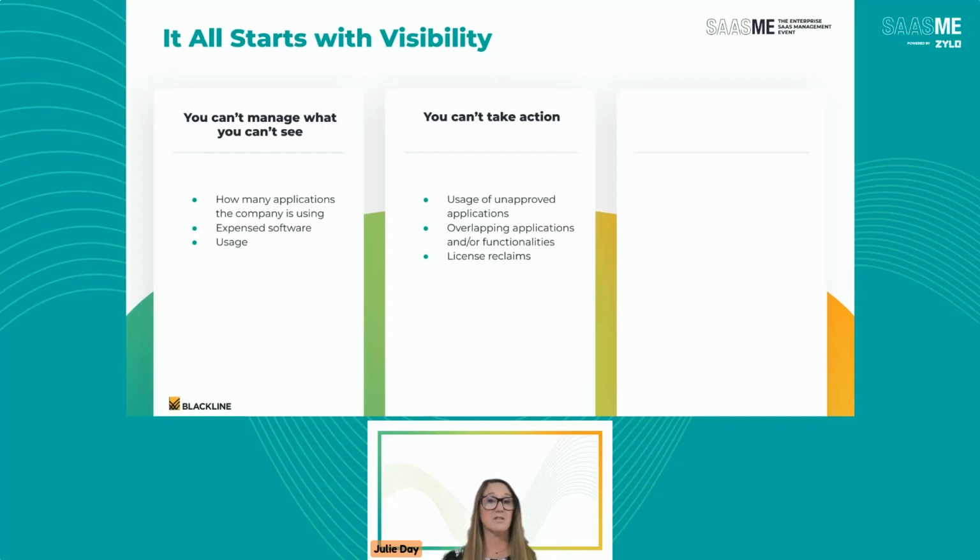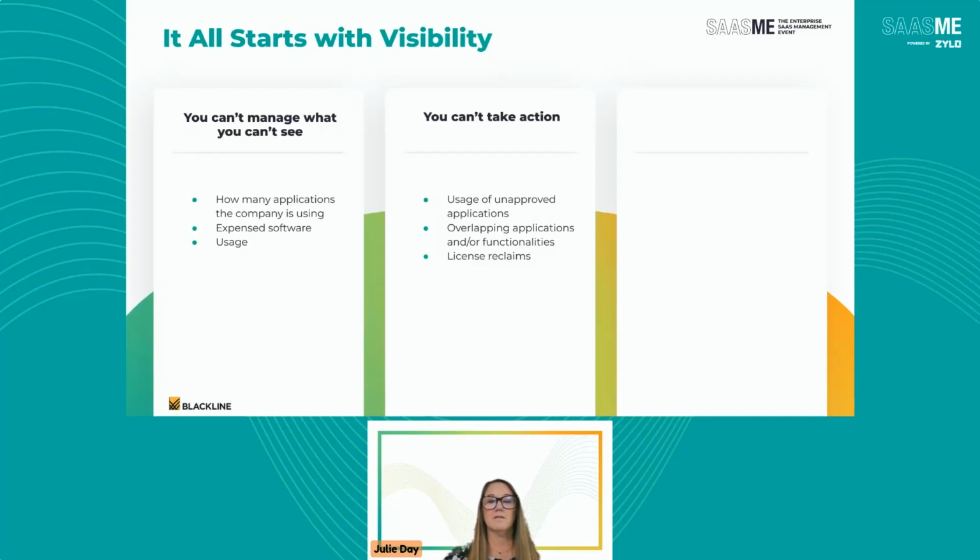You can't take action. And when you can't take action, you can't control your software spend. You can't control the usage of unapproved applications. You might find yourself with applications that have overlapping functionalities or redundancy, and sometimes you might be paying double. You might have 2 applications that are doing the same thing, and you can't prevent license reclaims as well.